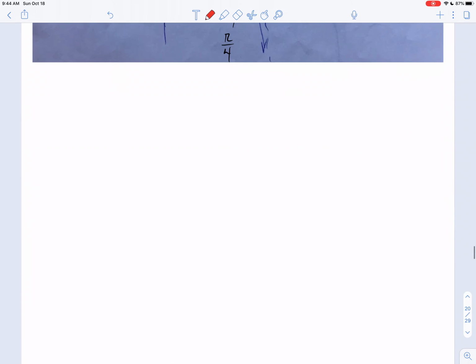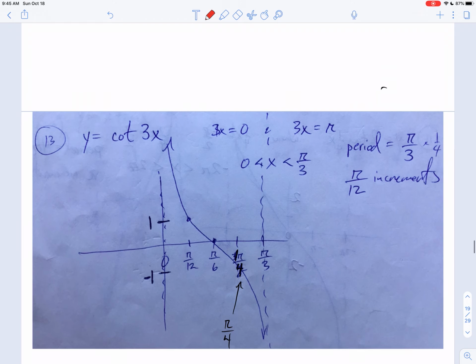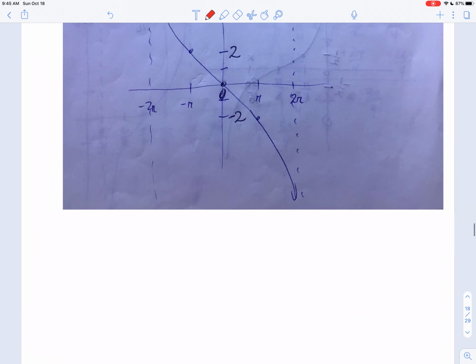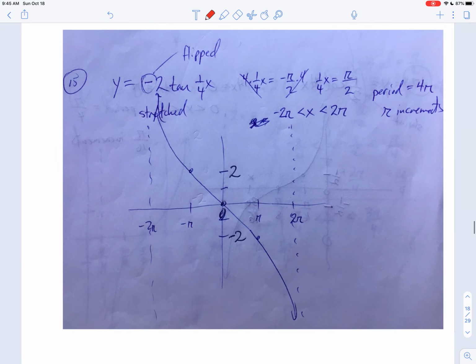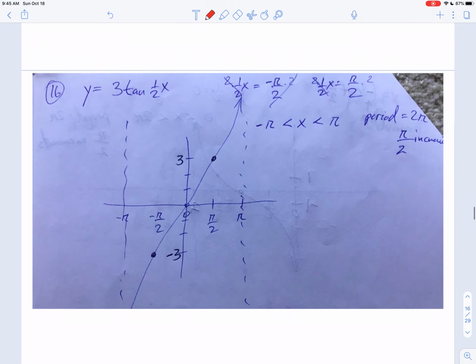All right, number 13. Number 14. And then we go number 15. Here's number 16. So if you're like, oh, this takes forever. Look, I did all of them. So I know. Oh well, it takes a while.